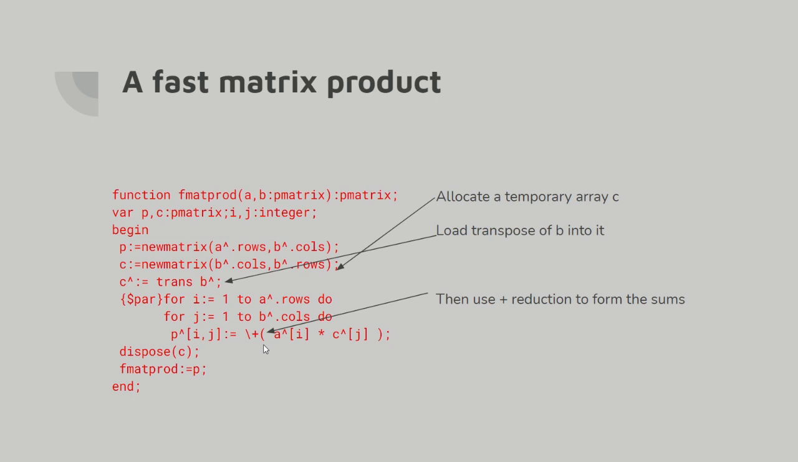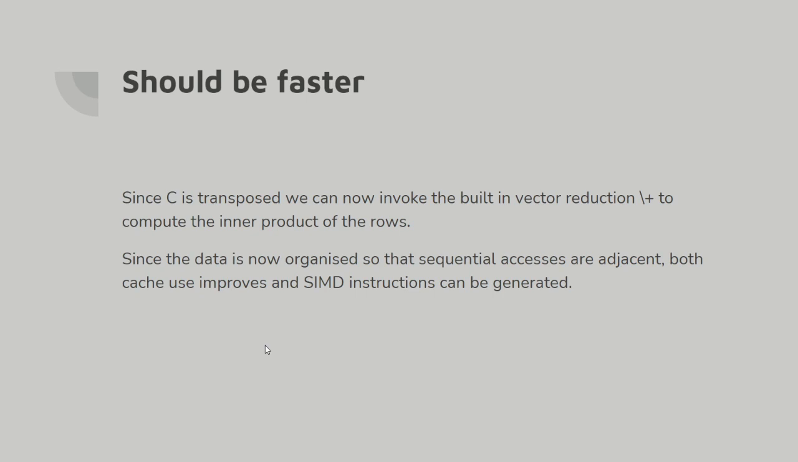operations. The reduction operator was invented by Iverson in APL, and has become widely used in functional languages in the form of MapReduce. Because I was very influenced by Iverson when writing the Pascal compiler, and influenced by Bud's APL compiler work, I incorporated the reduction operator. Since C is transposed, when we invoke the built-in vector reduction to compute the inner product over the rows, the data is now organized so its sequential accesses are adjacent in both the A and the C matrix, and cache use improves and SIMD instructions can be generated.